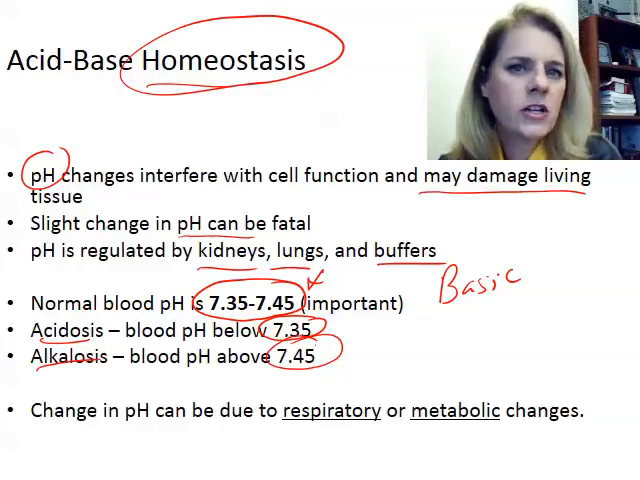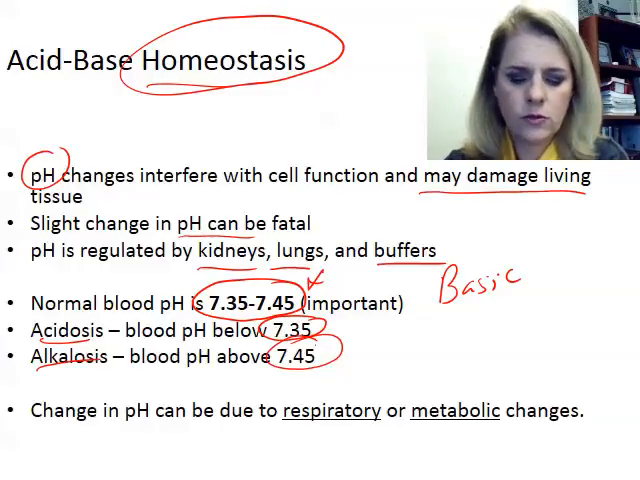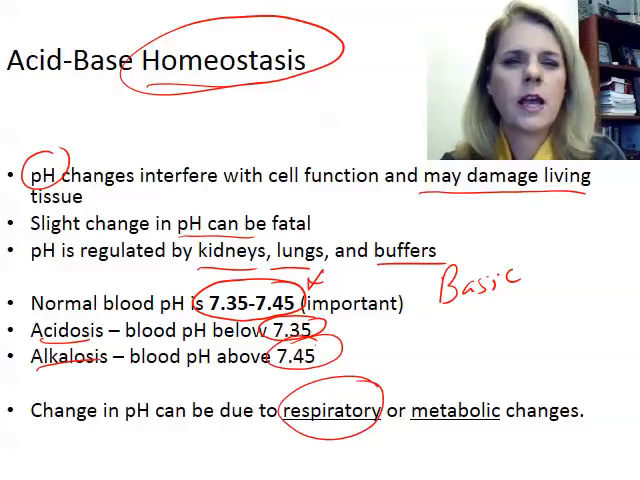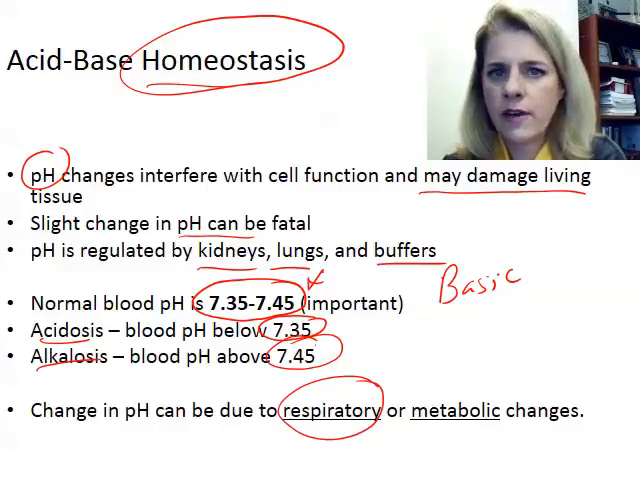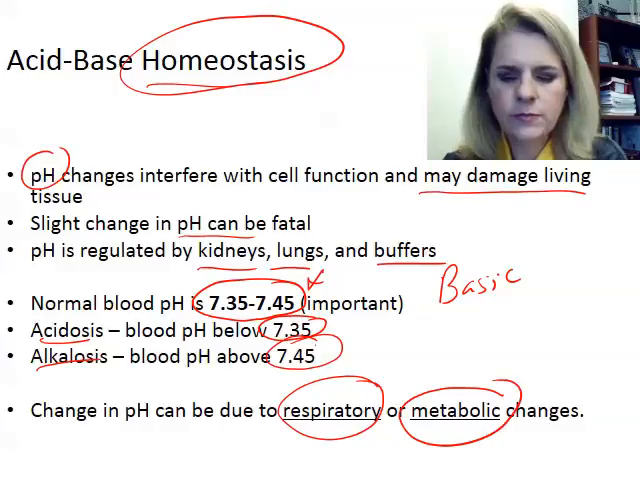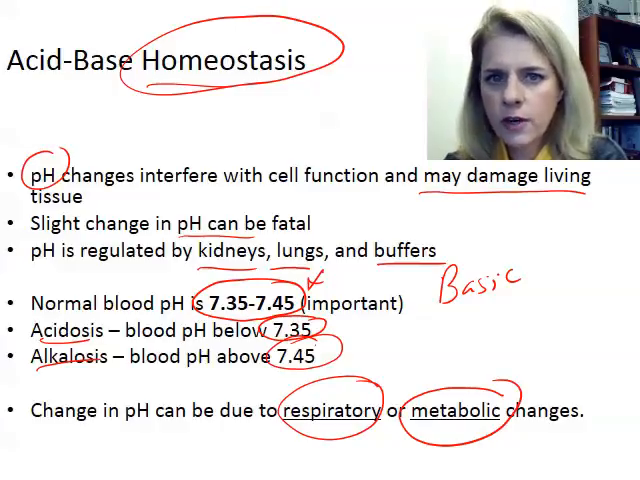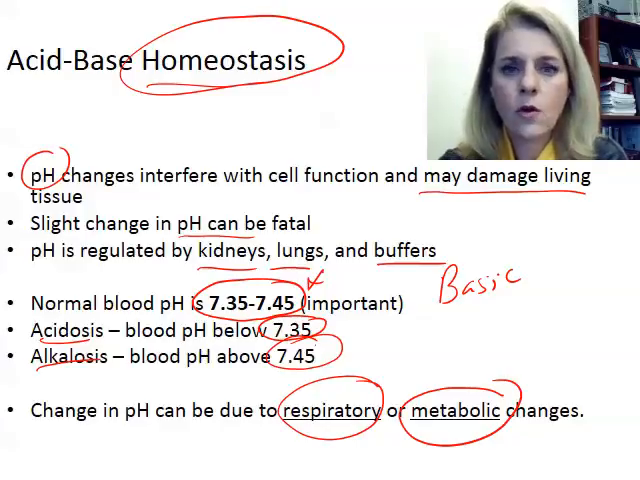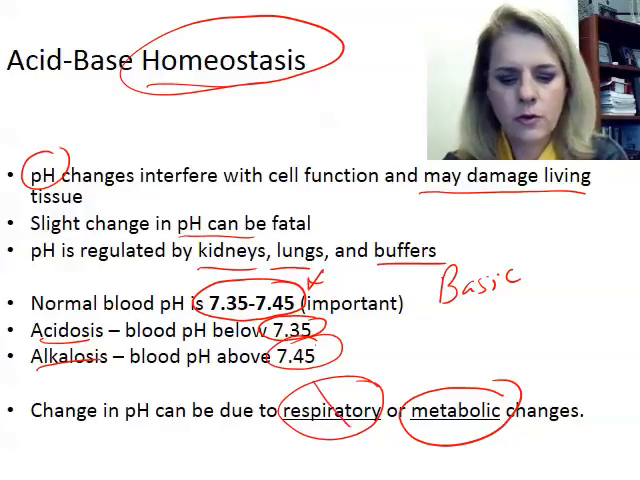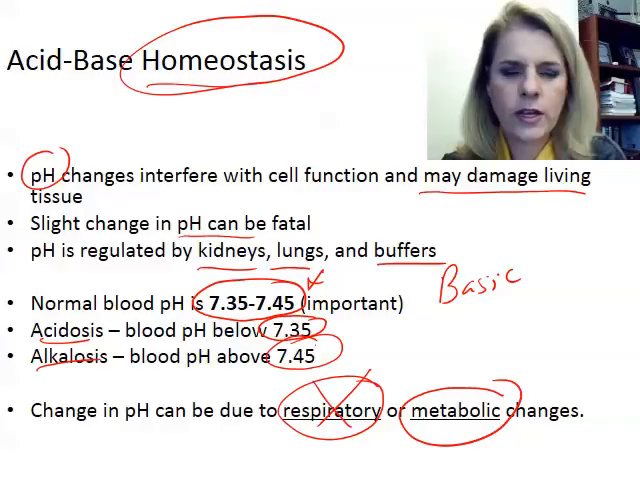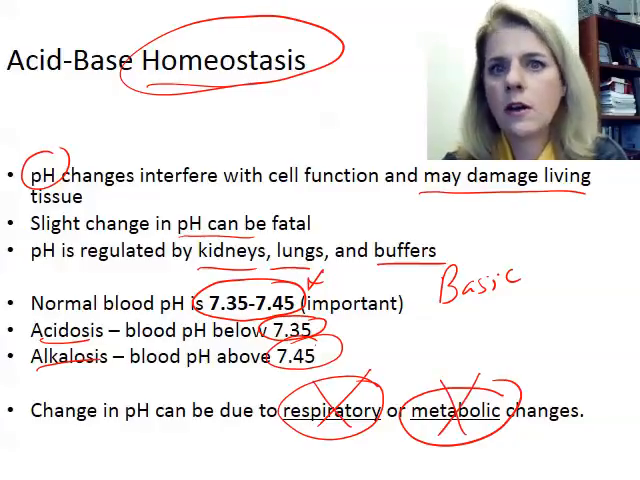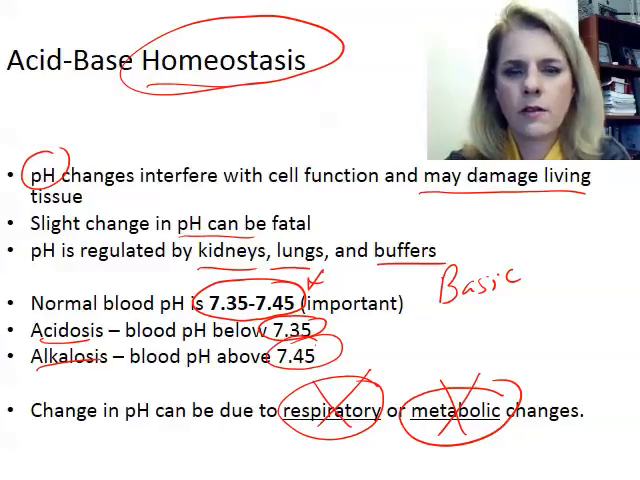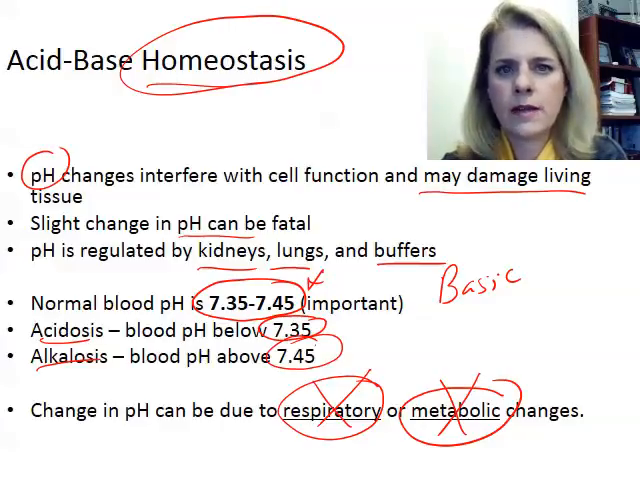Any change in pH can be due to a respiratory change, either you're breathing too slow or breathing too fast, or a metabolic change. So possibly your kidneys aren't functioning very well, or they're over-functioning, or they're doing something that they're not supposed to be doing. Or maybe they're compensating. So maybe your lungs aren't doing what they're supposed to be doing and your kidneys are trying to help. Or maybe your kidneys aren't doing what they're supposed to be doing and your lungs are trying to help. Again, we're going to cover all of that later. Right now we're just going to do some basic acid-base homeostasis.